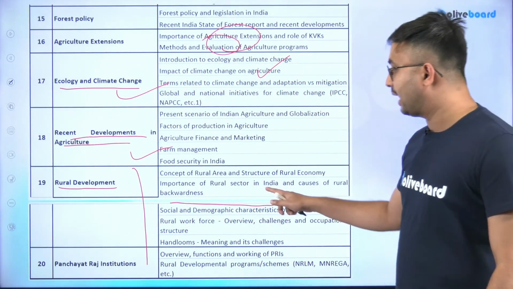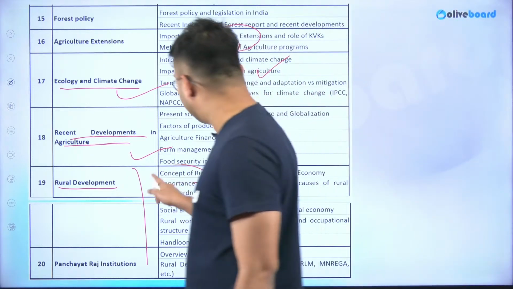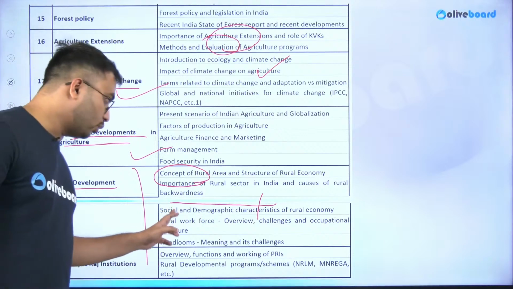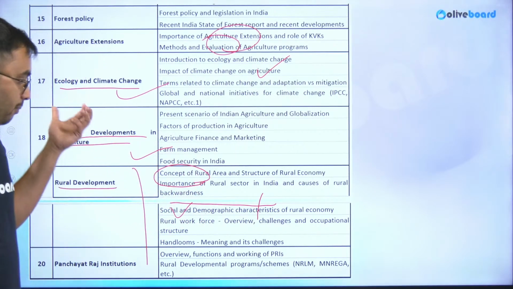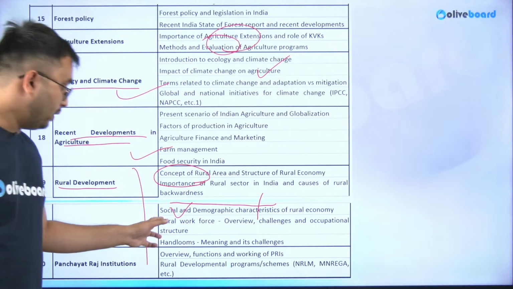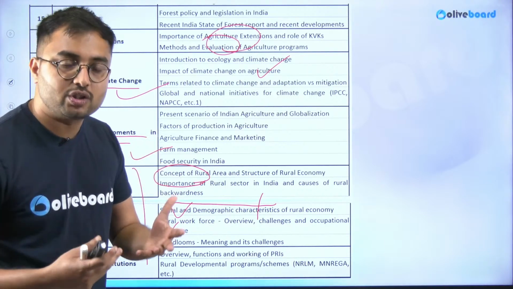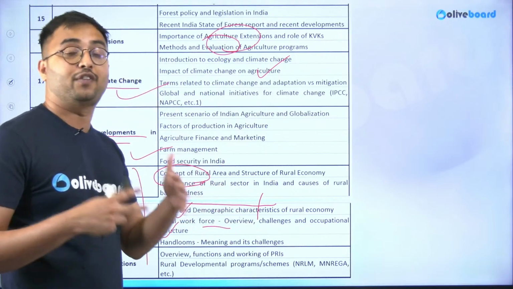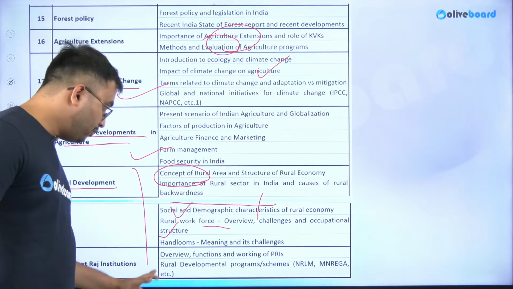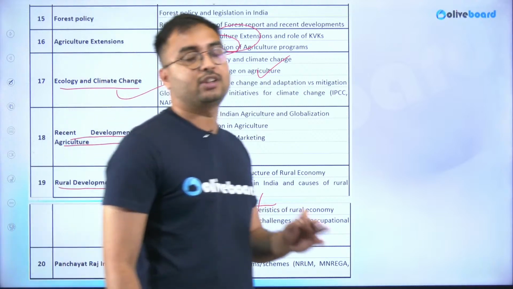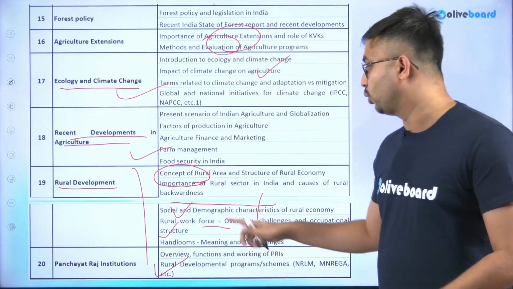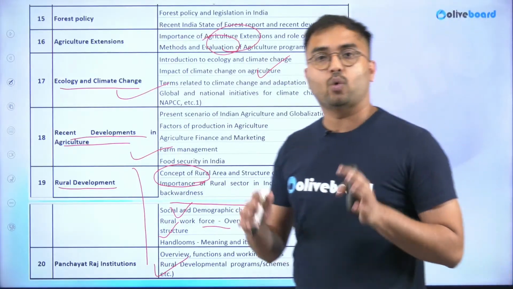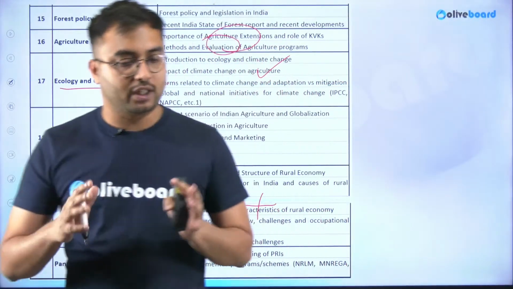Rural development, we will be looking at overall data and the concept of overall structure of rural economy. We'll be also looking at overall demographic and social characteristics of the rural areas. We'll be looking at more data and orientations to understand what is the real state of the workforce, different occupations in the rural areas. And then we will be moving towards the Panchayati Raj institution and associated schemes related to rural development and PRI. In this way we will try to complete our overall syllabus for agriculture and rural development.